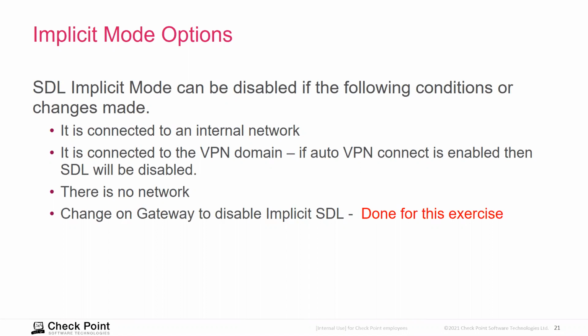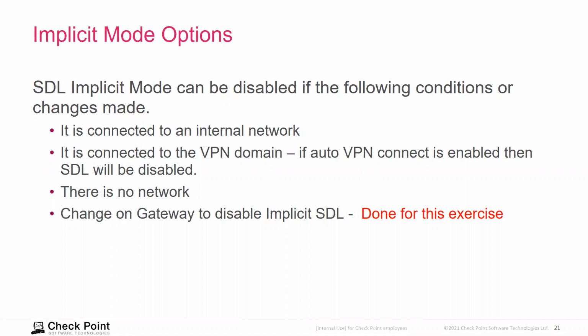So if you have auto connect already enabled on your VPN client, most likely when they log in, that auto connect will start up the VPN client. So SDL will not engage at all. And then the last thing, if there's no network, if you disable the wireless and they're not connected to any network out onto the internet, SDL will not run. But there's another way to turn this off as well, and that's by making a simple change on the gateway.